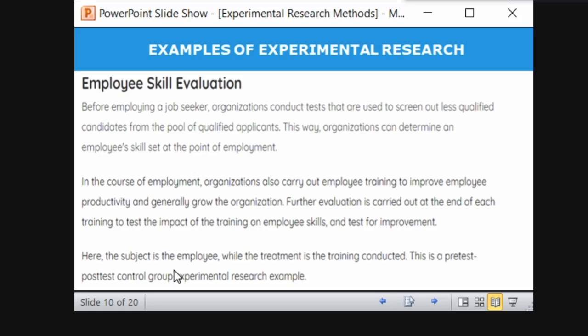So here you see the subject, or the dependent variable, is the employee, and the treatment conducted is the training conducted. That is an independent variable. So this is a pre-test, post-test control group experiment research example. Okay, can you understand this?